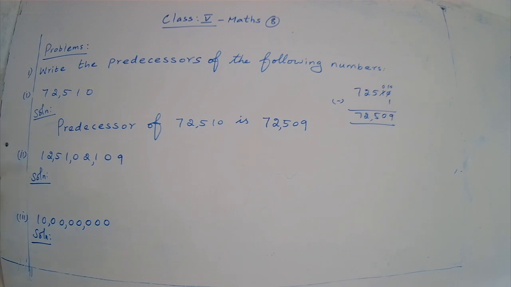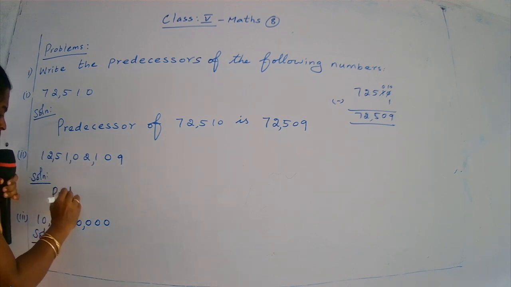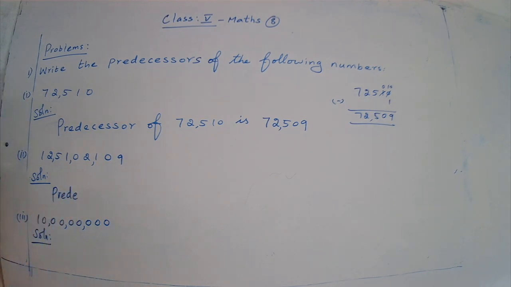Yes. Now you come to the second one. Your number is 12 crore 51 lakh 2,109. So what is the predecessor? Predecessor means before a number. Yes, the number before a given number is called its predecessor. Otherwise, we can get the predecessor of a number by subtracting 1 from it.